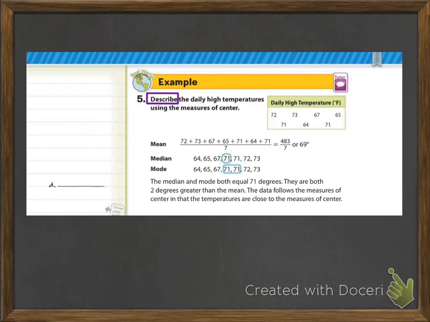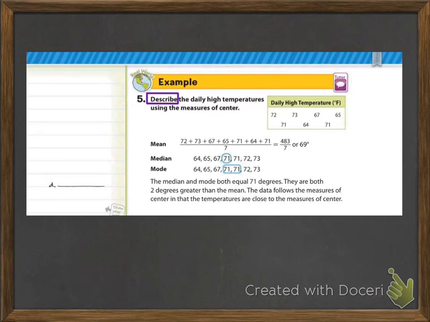Okay, now look at example 5. Now this one is a similar question to our previous one, except now we're also going to be talking about mean as well. It's asking you to describe the daily high temperatures using measures of center. Okay, so measures of center. In the past, you may hear me say measures of central tendency. When it's talking about measures of center, we're talking about mean, and then you're comparing the median and the mode to all that part. So you're doing all three: mean, median, and mode.